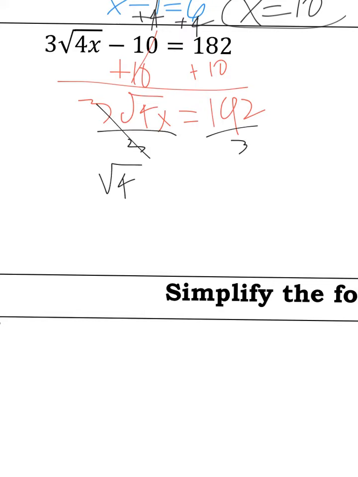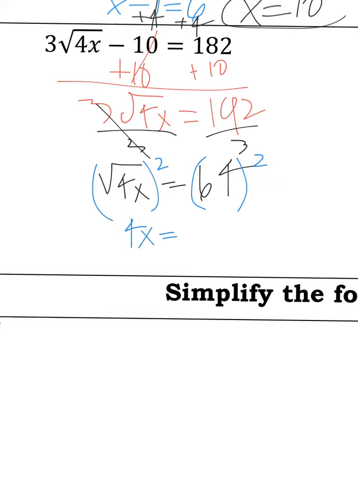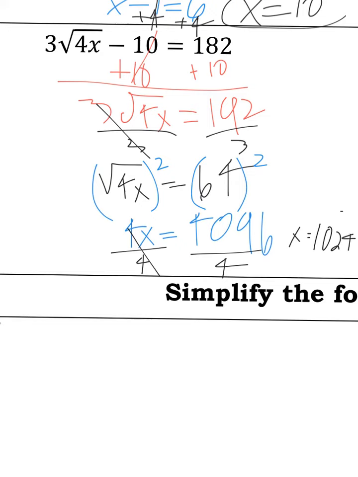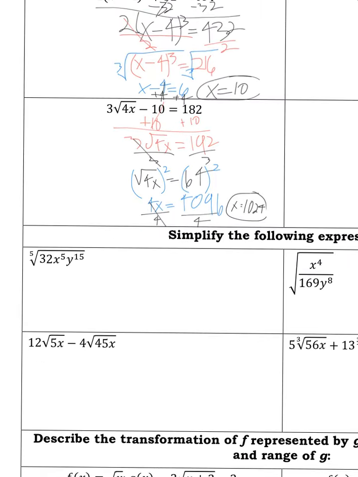And then I have the square root of 4x equals 64. So how am I going to get rid of a square root? Well, you can just square a square root, and you'll get rid of the square root. So squaring both sides leaves me with 4x, and 64 squared is a large number, which is 4,096. So divide 4 to both sides, and you're going to get x equals 1,024 for your final answer, okay? So yeah, that's really all there is to the solving ones.